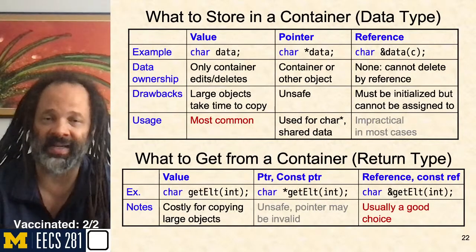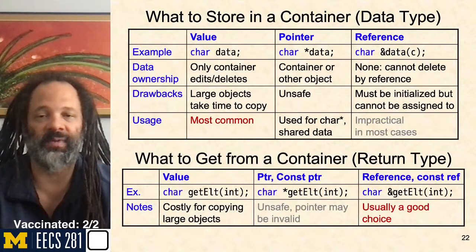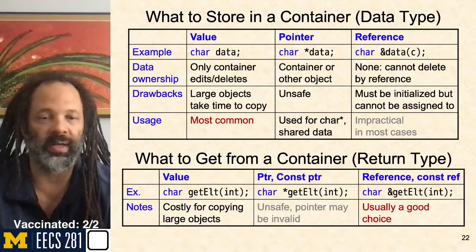When we get things out of a container, though, we've got the ability to bring it out by value, which is fine if you just want to pull something out and use it locally. You don't worry about making changes to it.